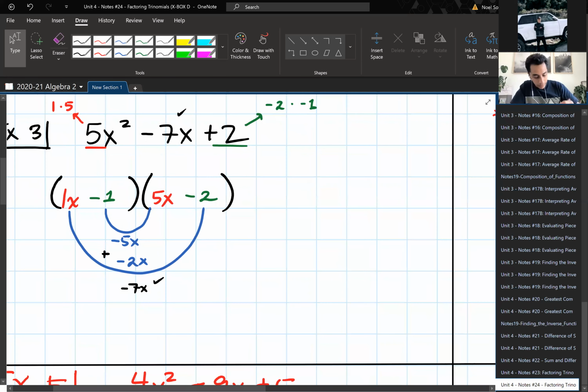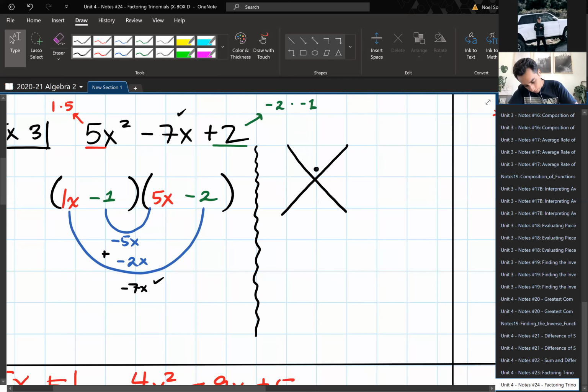So this looks like the correct factorization, right? This is the correct factorization. Let's try it now using the X box method. We know what the correct factorization should be. Let's see if we can get there using the second method. This is also for extra practice so that we get used to the X box method.